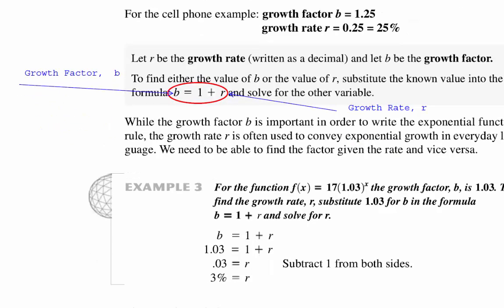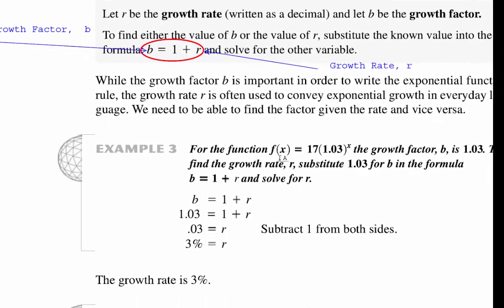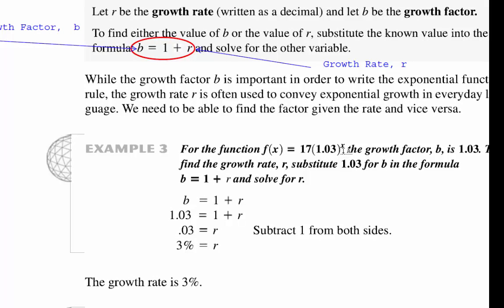If you look at example 3, they give you a function, f of x equals 17 times 1.03 to the x. The growth factor would be the 1.03, that's my B. So if I'm looking for the growth rate, I'm looking for R. I know B is 1.03, I sub that in and solve for R. If I subtract 1 from both sides, I'm left with 0.03. So R equals 0.03 or 3%. We can change 0.03 as a decimal to 3% simply by moving the decimal 2 places to the right and adding a percent sign. So the growth rate for this problem is 3%.